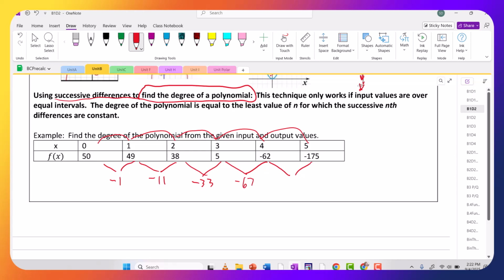And then what's the last one? What's -62? I think I got it. Is that -113? Math was always so hard for me. All right, anyway.